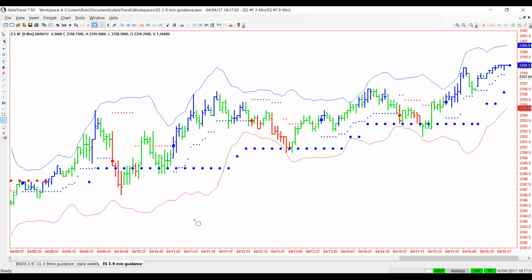With AbleTrend, half the day we weren't even trading because of this guidance chart, which keeps us out of some choppy markets. Not perfect, keeps us out of most choppy markets, which is why the guidance chart gives out so much less losing trades than if you were using any other indicator.